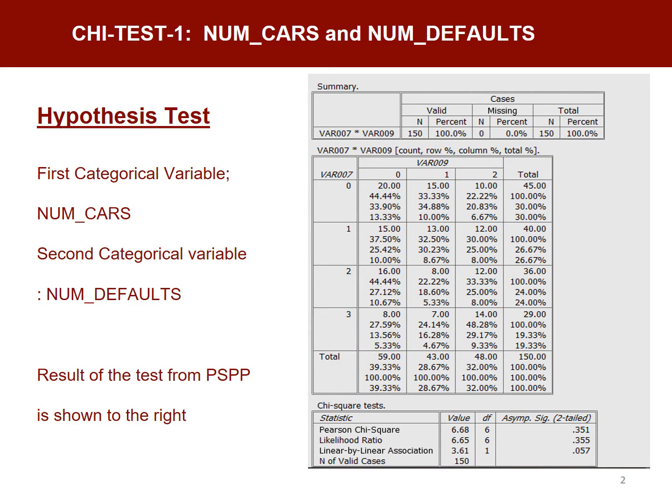As we look over chi-test number 1, number of cards and number of defaults, we will be reviewing the hypothesis test on this. As we can see, our data is listed on the right, and so we have the first category of variables, which are the number of cards. We also have the second category of variables, which are the number of defaults. By doing this, we will also run our PSPP, which will be shown on the right, resulting in the test of our results.